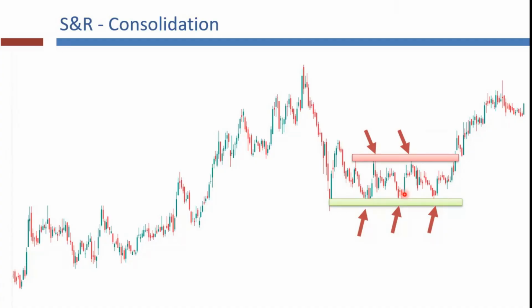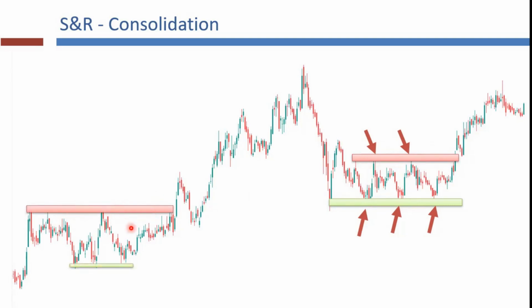Now let's add demand and supply dynamics to this. Support is a price zone from where demand interest or buying interest comes in. It prevents prices from falling further. Therefore, we can name a support zone as demand zone. Likewise, a resistance zone is a price zone where supply is stronger than demand. That is, it prevents price from increasing further. Therefore, we can name resistance zone as supply zone.